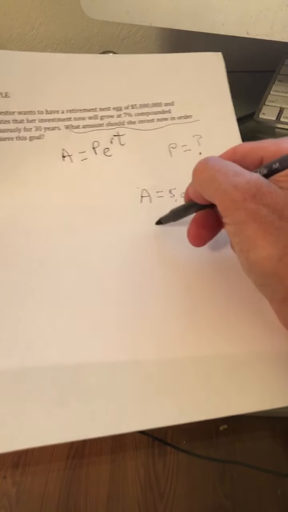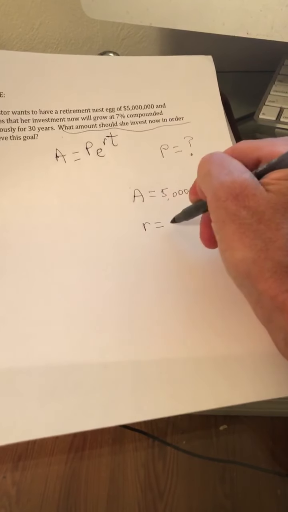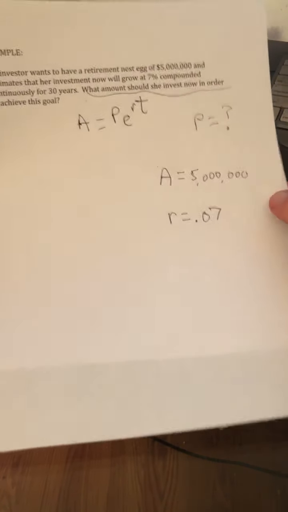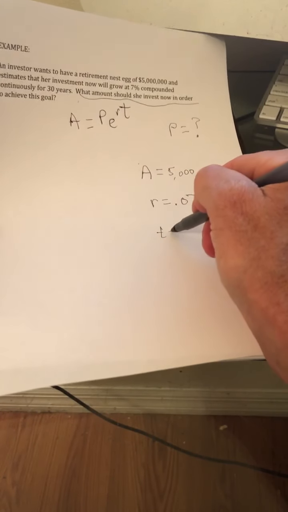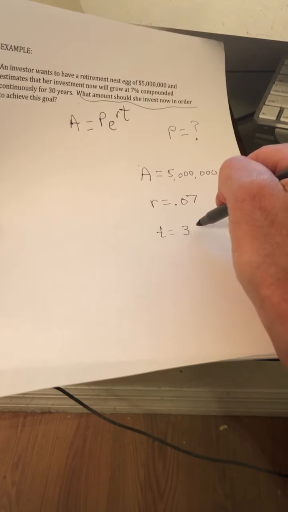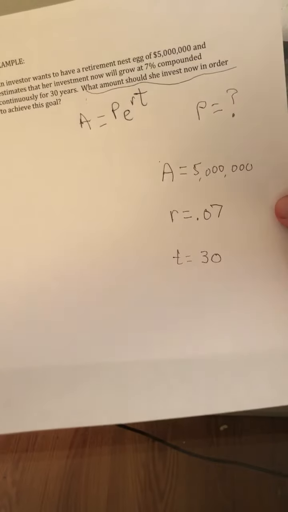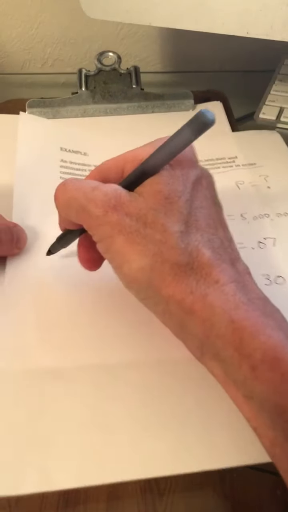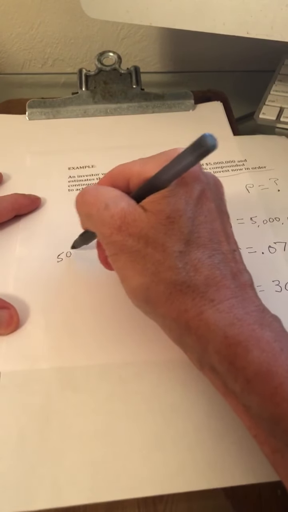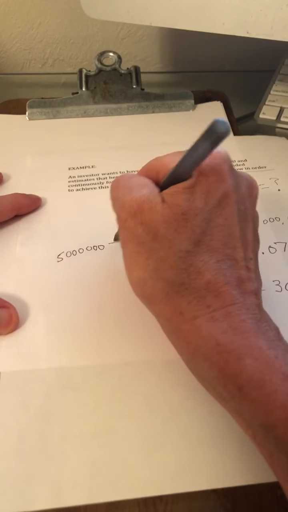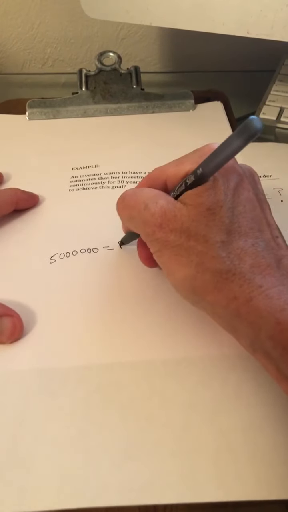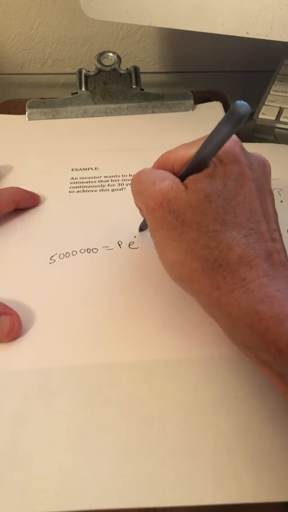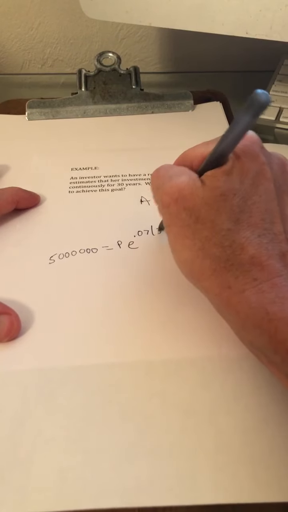The interest rate is 7%, so we'll write that as 0.07. And then the time is 30. So T is in years. So filling in for everything, we have $5 million equals P times e to the 0.07 times 30.